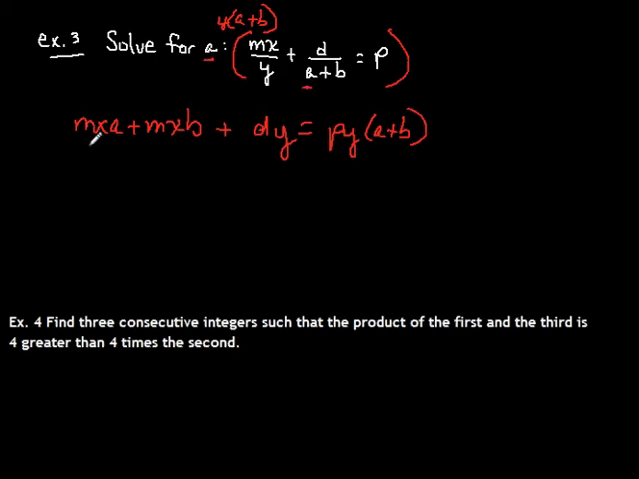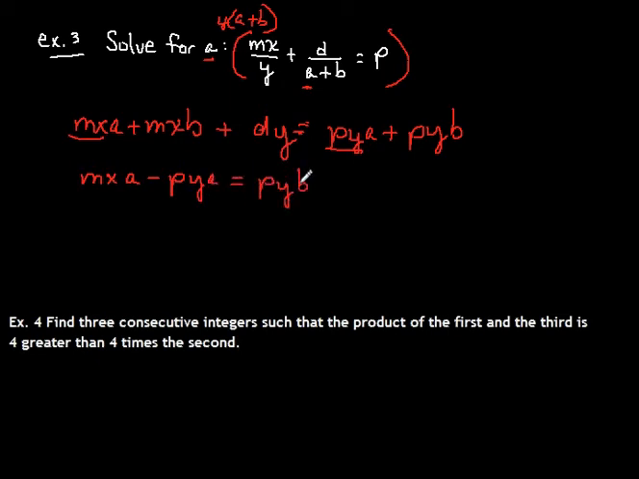Whew. Okay, I'm going to distribute this. Actually, I'm just going to erase it and distribute it, just to save myself a little bit of writing. Whoops, I'm erasing too much there. Okay. So I'm going to get PYA plus PYB. Now here's an A term, here's an A term. We're going to get them on the same side. So you get MXA minus PYA equals PYB, and I'm going to bring that over there, minus DY.